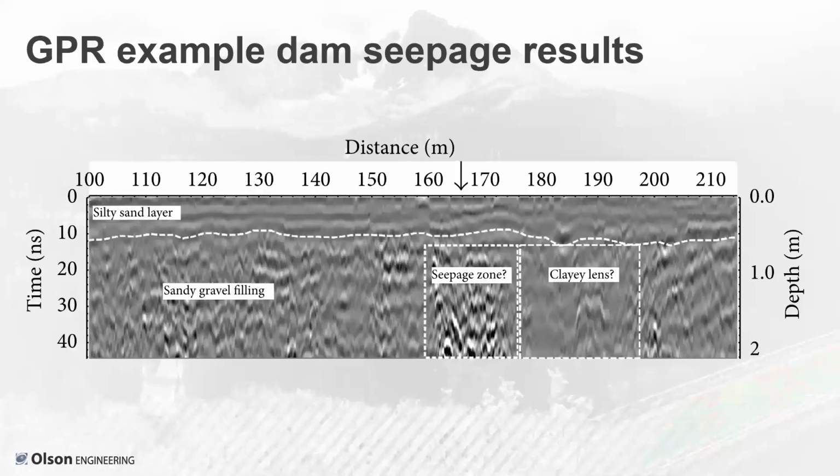So I have this one picture here showing an example GPR section across the downstream side of a dam and an area marked as a potential seepage zone. But if you look on the far right, what the depth range is here, that's like 2 meters, right? So that's not very deep relative to what we're usually interested in for issues on a dam for detecting anomalous seepage.